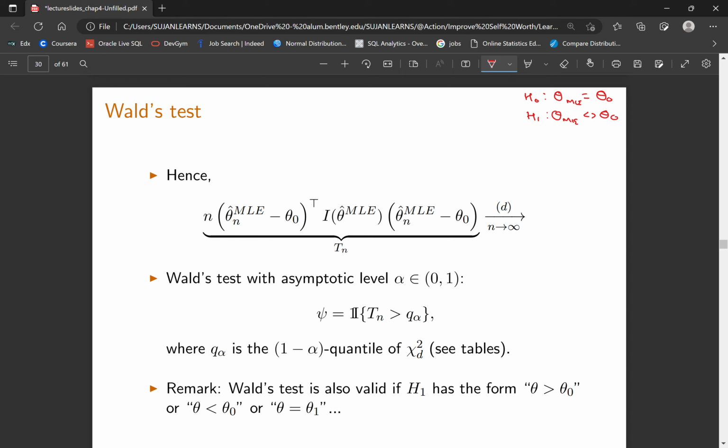Those are two hypotheses, and after some transformations we derived that we had square root of n times I of theta MLE to the half, times theta MLE minus theta naught, that tends to have a distribution, as n goes to infinity, asymptotically, of N d, the Gaussian distribution in d dimensions. That's what we got from our last slide.